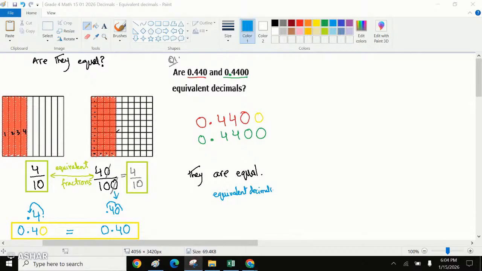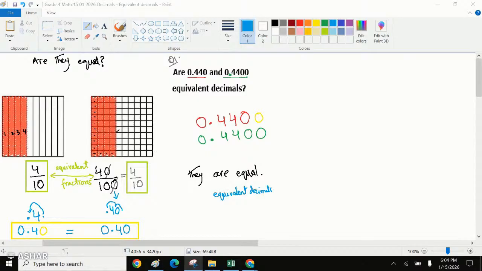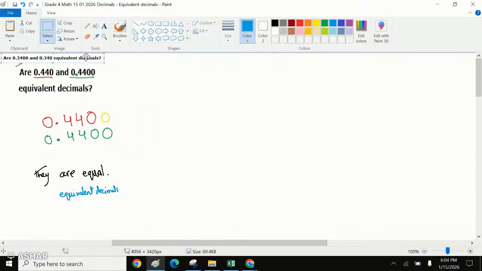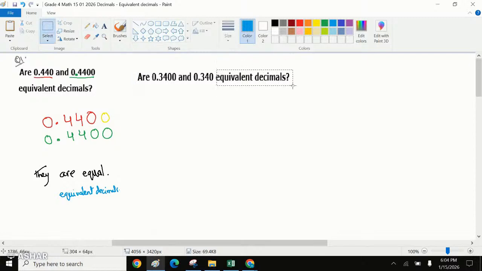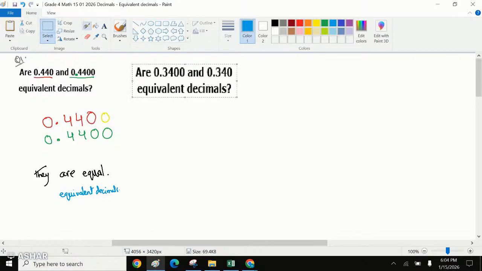What they are saying is, are these decimal numbers equivalent or not? I'll just copy it. I'll wait for you to answer also. And they are asking if they are equivalent or not. Can anyone help me out? Question number 2.